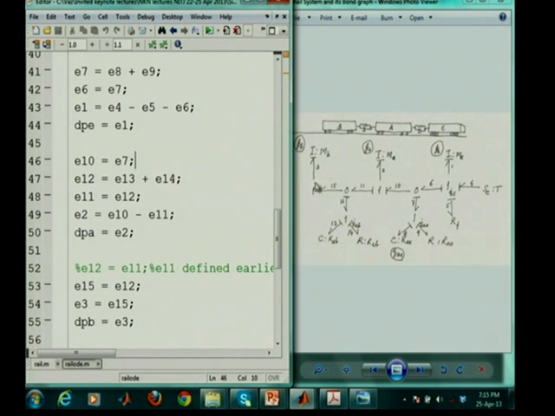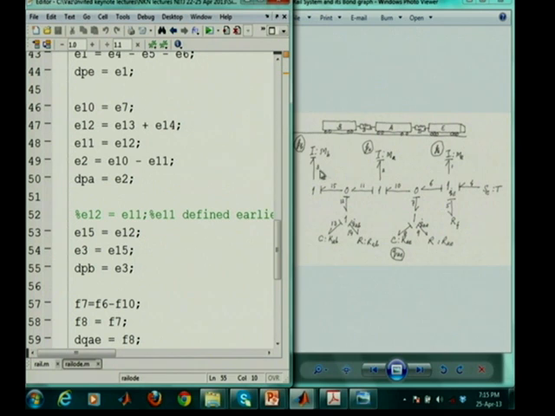Then what does this system give to this element? Effort 3. Effort 3 is the rate of change of this momentum, dPb. It is coming from effort 15. Effort 15 is the same as effort 12. Effort 12 has already been worked out here on line 47, effort 13 plus effort 14, and you can trace its origin. So done.